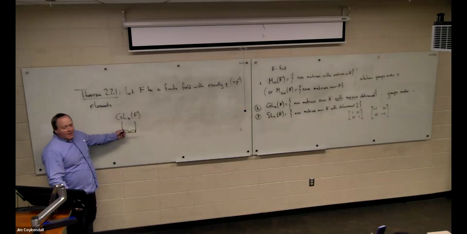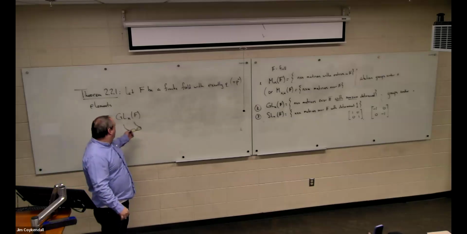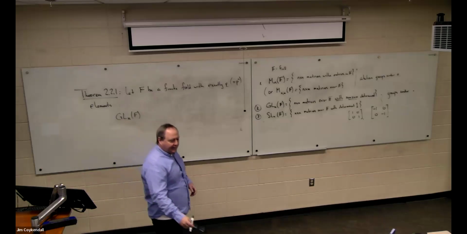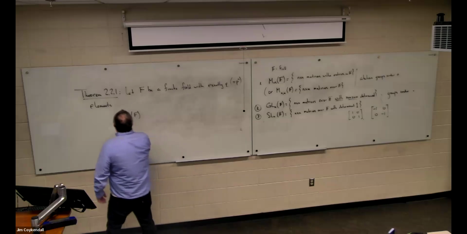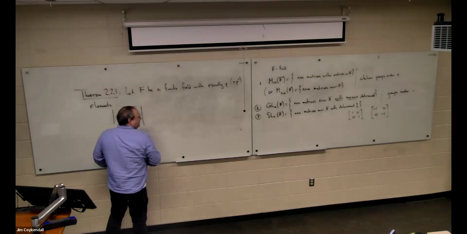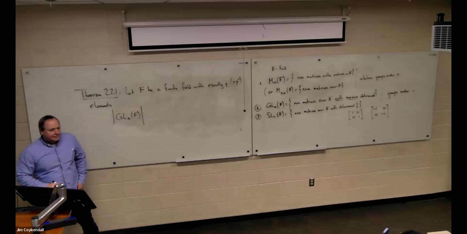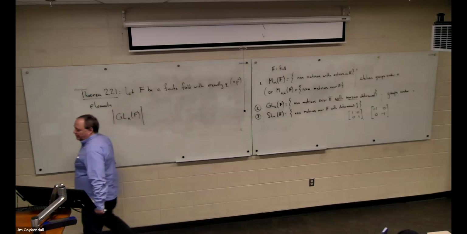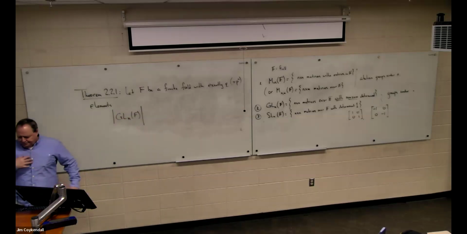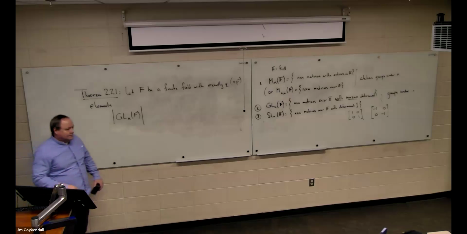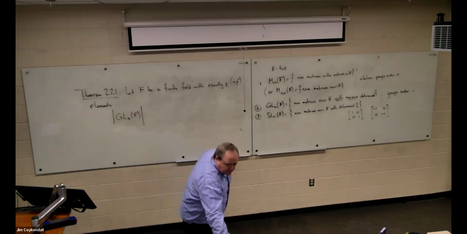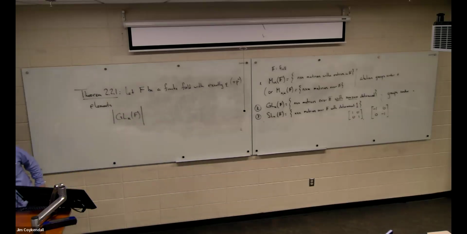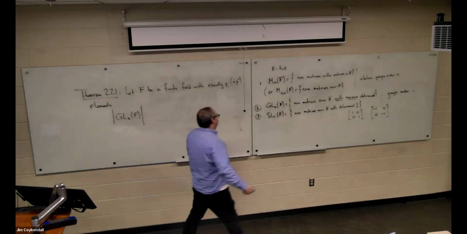These are the n by n matrices with entries in F that have non-zero determinant. I want to count how many elements there are in this group. Any ideas on how to do this? I'm not going to write the conclusion of the theorem yet. I'm going to see if we can figure it out. Yeah, ideas on how to count this. This is an interesting learning-to-count kind of problem.